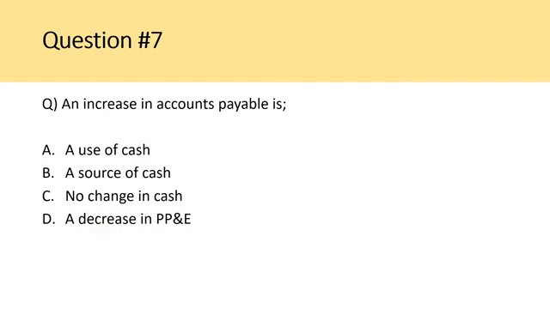So question number 7, an increase in accounts payable is, well, now this is easy, right? Now think about an increase in current liabilities. Well, that means it's a source of cash because our cash is not being tied up right now. It's going to be paid off later, right? So it's a source of cash.